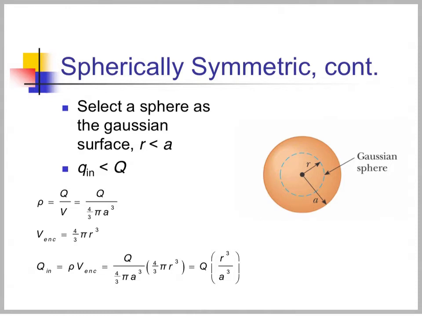So we know the charge density for this spherically symmetric distribution, rho, is equal to Q over the volume, which will be Q over 4/3 pi a cubed. That's the volume of the sphere. The volume enclosed by my Gaussian surface is 4/3 pi r cubed. So the charge in this region here is the density times its volume, rho times the volume enclosed. So that's going to be Q over 4/3 pi a cubed times 4/3 pi r cubed. Or the charge enclosed is Q times r cubed over a cubed.